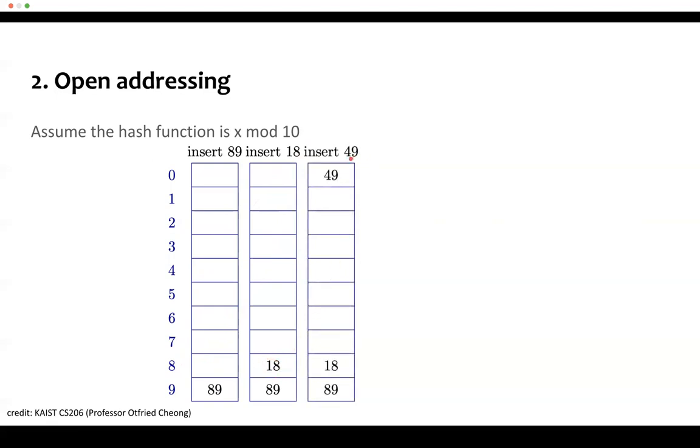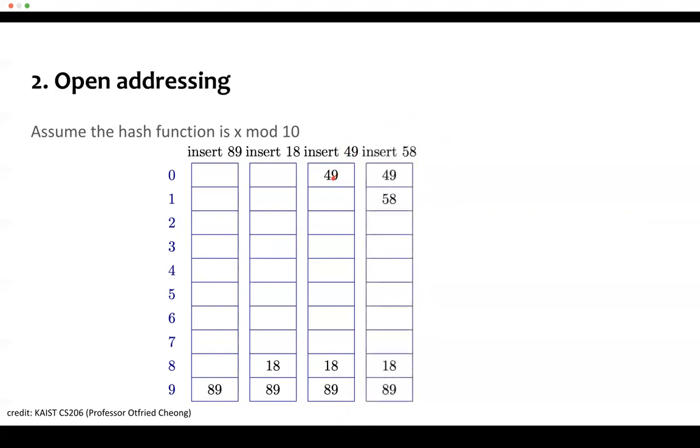And when we want to insert 49, the correct memory location is the 9th memory location. However, it is already occupied by 89. So we go to the next position, which is the 0th position, and put 49 there. So it is called linear probing. If this position is occupied, rather than chaining, we're going to go to the next position and put this item there.